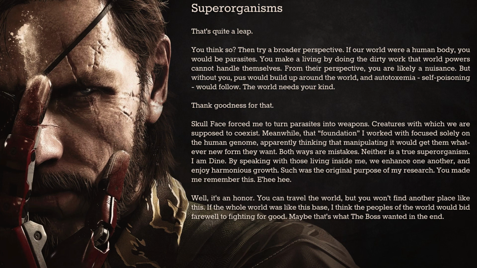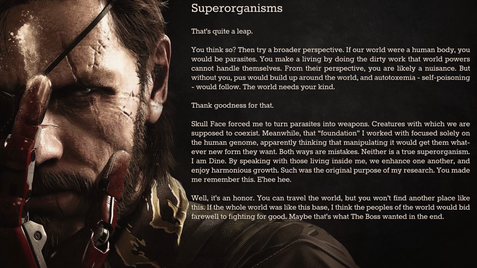Then try a broader perspective. If our world were a human body, you would be parasites. You make a living by doing the dirty work that the world powers cannot handle themselves. From their perspective, you are likely a nuisance. But without you, pus would build up around the world, and autotoxemia, self-poisoning, would follow. The world needs your kind. Thank goodness for that. Skullface forced me to turn parasites into weapons.